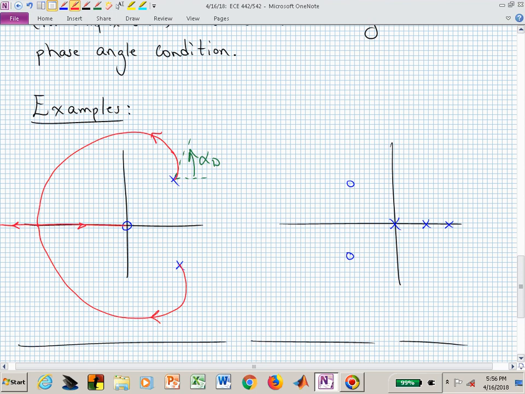Did I calculate the alpha sub d? No, I just sketched it. But we will learn how to calculate that, and we'll have to know these actual numerical values for the locations of our poles and zeros to do that.